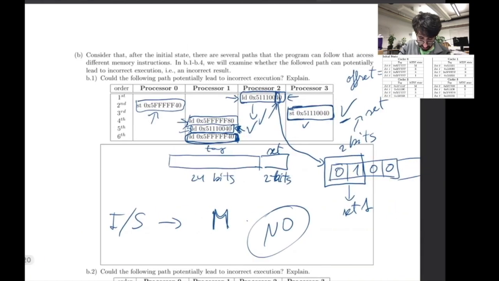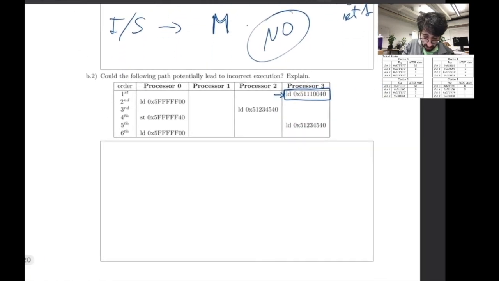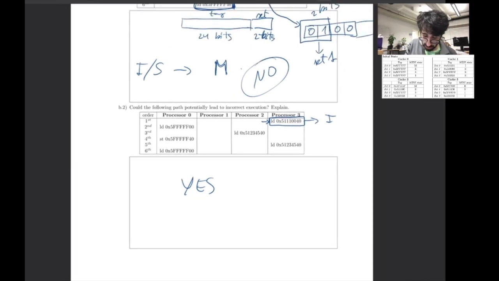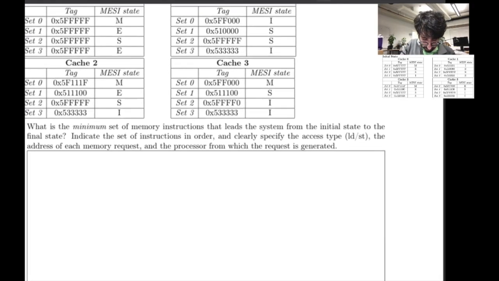Okay, so the answer to this question, could the following path potentially lead to incorrect execution? The answer is yes, because we could be reading some invalid data here. Okay, let's go to the next question.